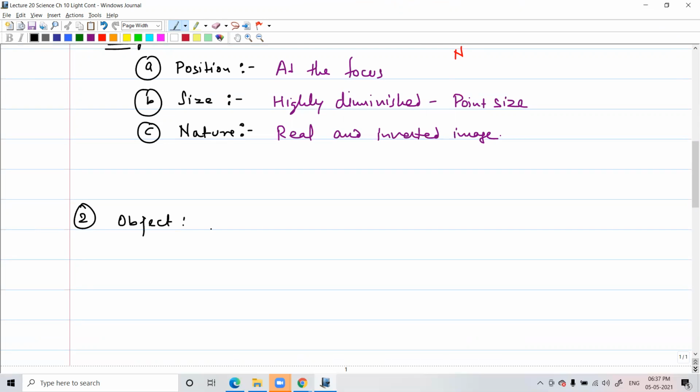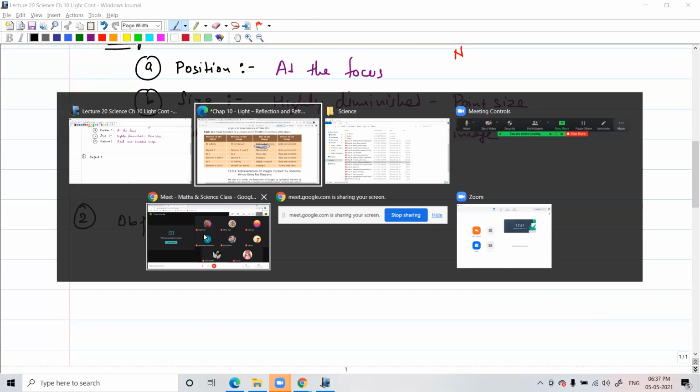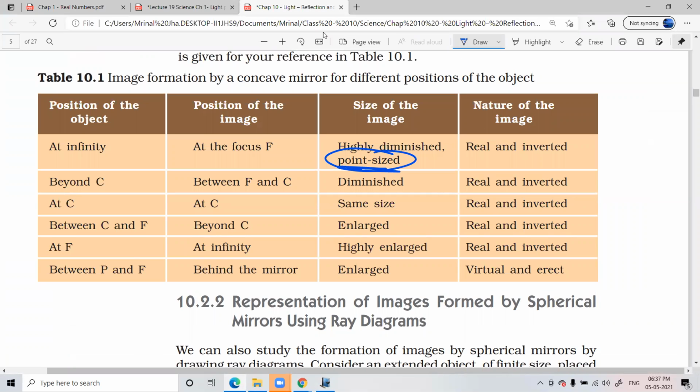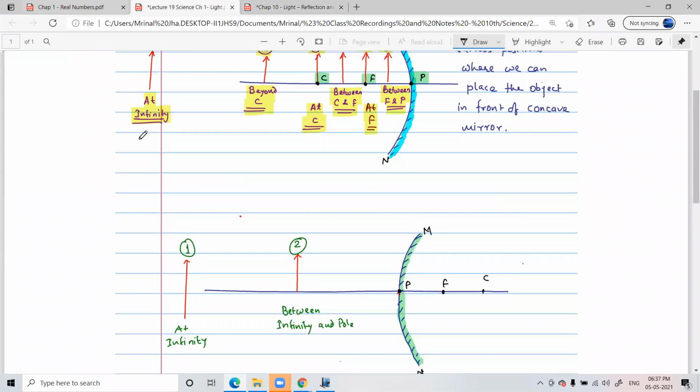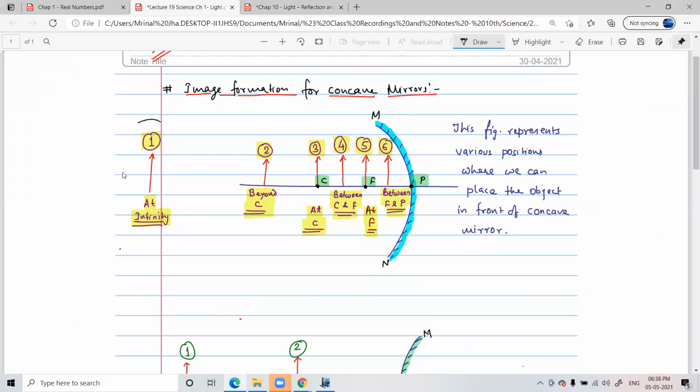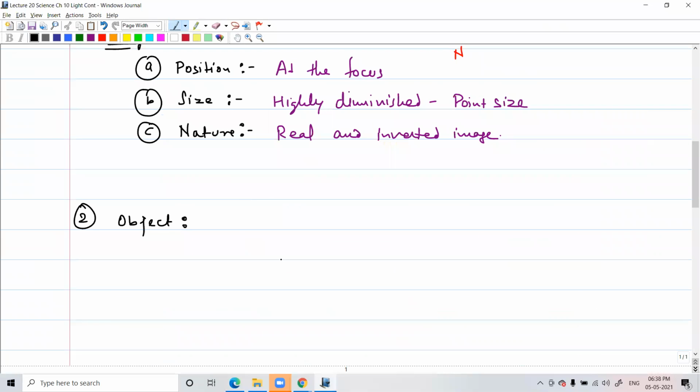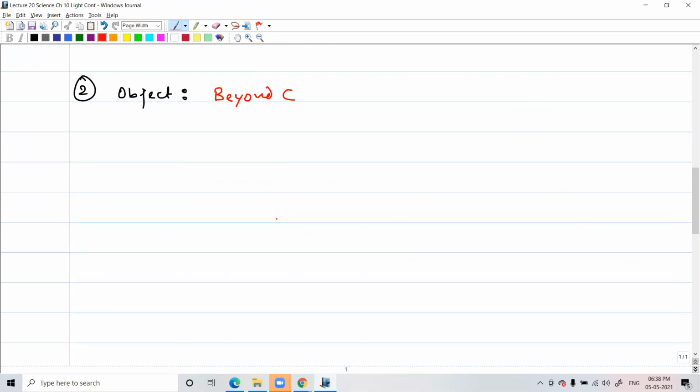The object beyond C. Yes, we call that position beyond C. We had seen that in the previous class. So we did the first one. Now we are moving on to the second ray diagram, which is beyond C, when the object is a little bit further. This ray diagram can be a little tricky to draw, so make sure all of you follow with me and see.